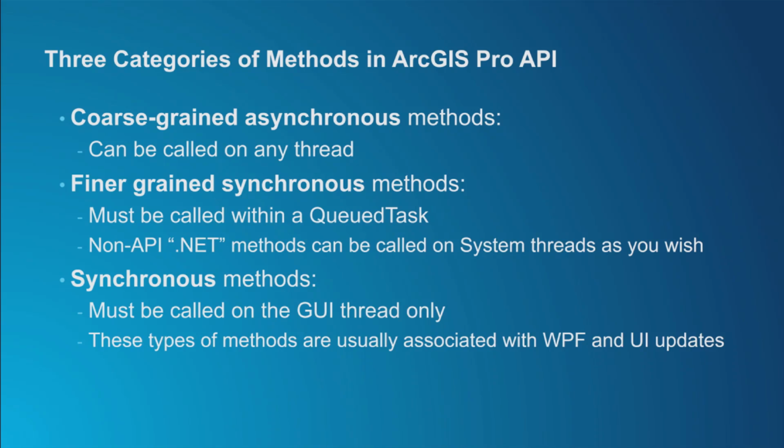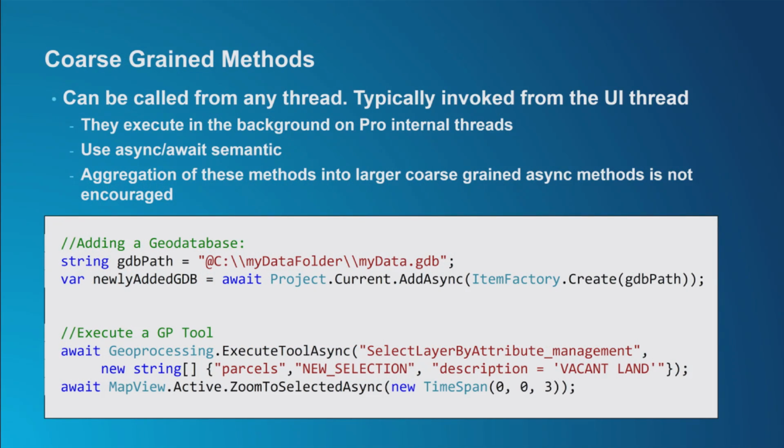We also have synchronous methods. These must be called on the GUI thread only. And these types of methods are usually associated with WPF and user interface updates. So for example, if you say open a project, that's one of the calls that is synchronous, but you have to call it from the user interface thread. And clearly there's not much else you can do at this time.